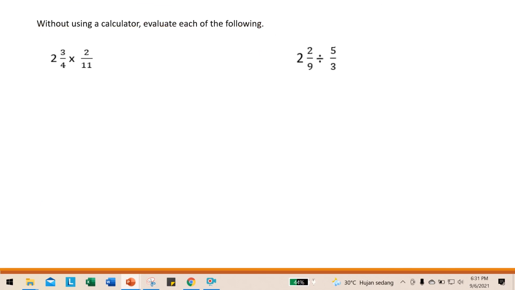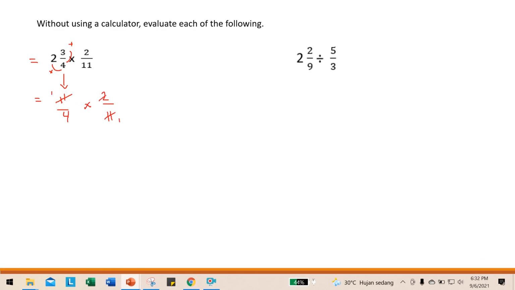Next, without using a calculator, evaluate each of the following. For example, 2 3/4 times 2 out of 11. You must convert it into an improper fraction. 2 times 4 plus 3 equals 11 out of 4 times 2 out of 11. Then you may cancel the top and the bottom number over here. 11 divided by 11 is 1.